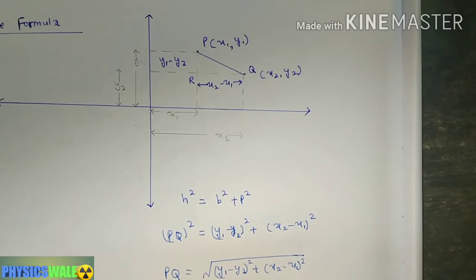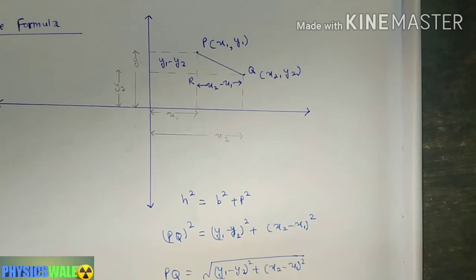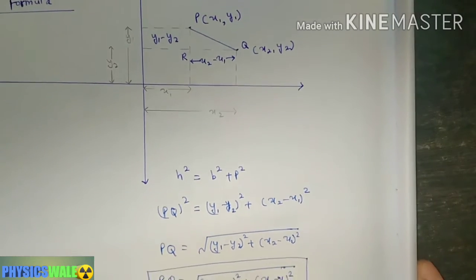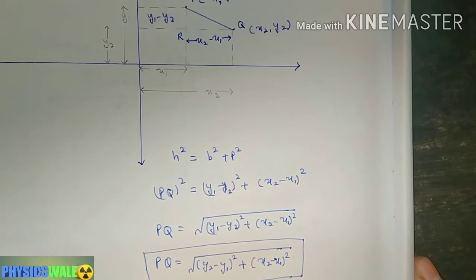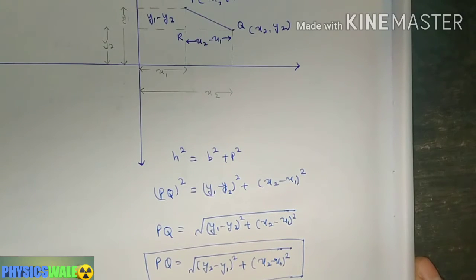Since the differences between y1 and y2 are being squared, it doesn't matter whether you write it y1 minus y2 or y2 minus y1. It will give you the same result. So in the standard form, we can write down the length of PQ as square root of y2 minus y1 whole square plus x2 minus x1 whole square. This is the distance formula.